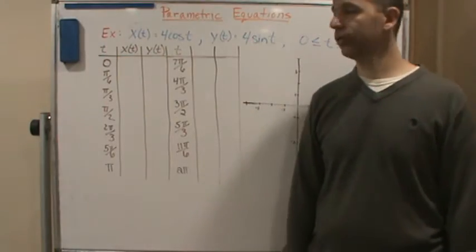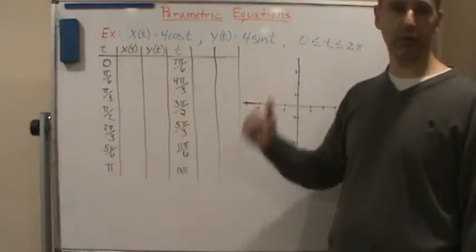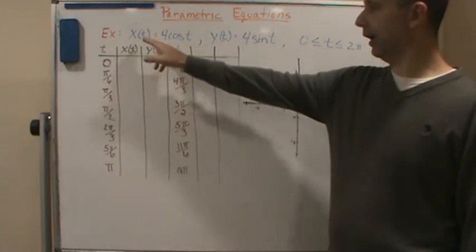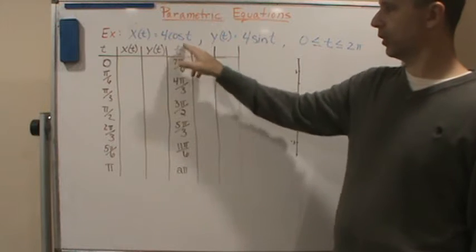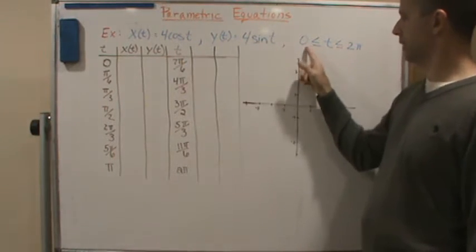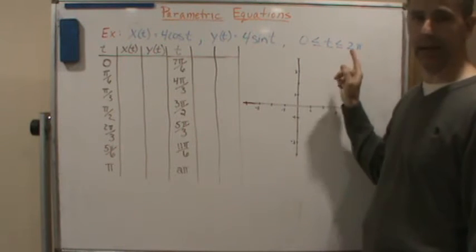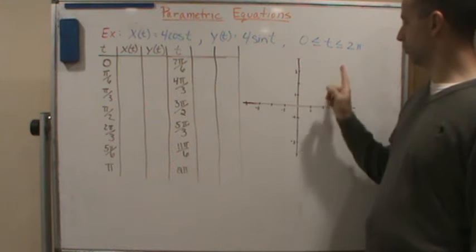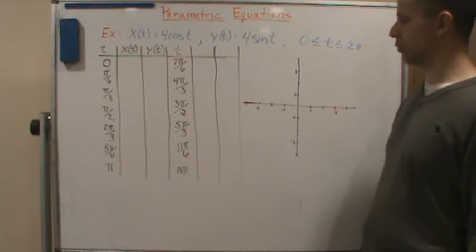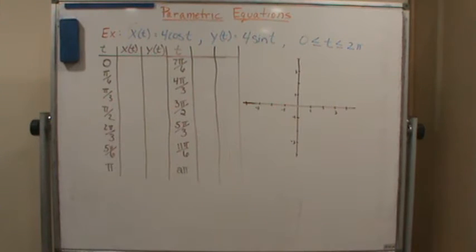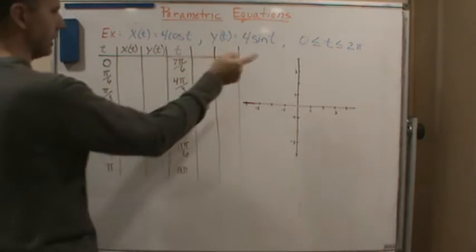Okay, so welcome back. Now we're going to do an example that involves trigonometric functions. Again, we've got our x of t, which is 4 cosine t, y of t, which is 4 sine t, and then we've got t from 0 to 2 pi, so 1 revolution of the angle. Those are the angles, the interval for the angles. And now we're just going to plug in for the values of t.